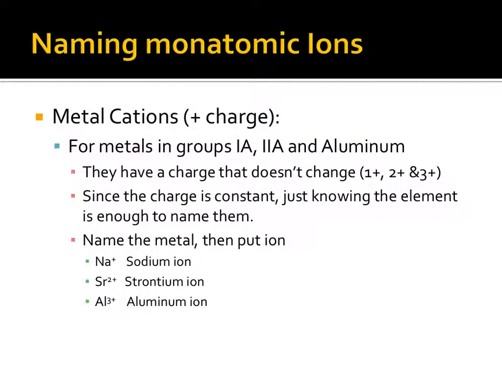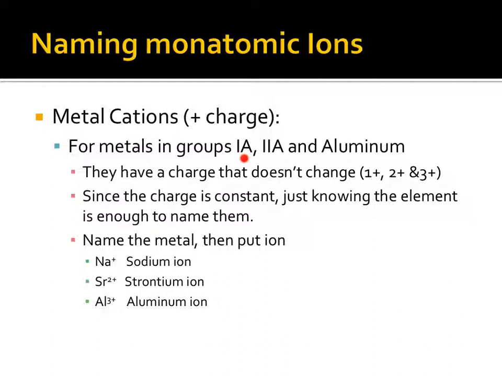We're going to talk about naming ions before naming compounds, because basically if you can name an ion, you can name the compound. For metal ions, there are sort of two different rules depending on the type of metal. For metals in group 1 and group 2, and for aluminum, their charge is fixed. They can only have one particular charge.